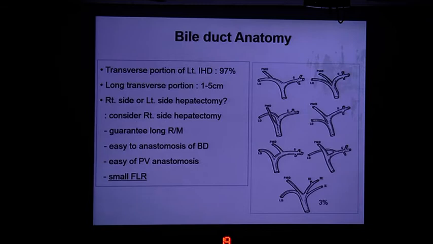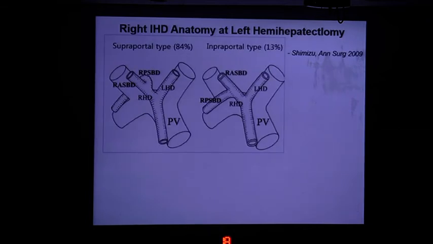Many experts recommend right-side hepatectomy because it guarantees a long resection margin and easy anastomosis of the bile duct, and also sometimes portal vein anastomosis is easy. But the big point is the future liver remnant could be small. This is a very useful paper from Chiba University, Professor Miyazaki's group. Maybe Professor Shikola has already told us this idea.